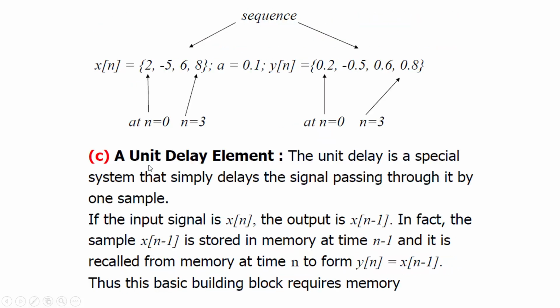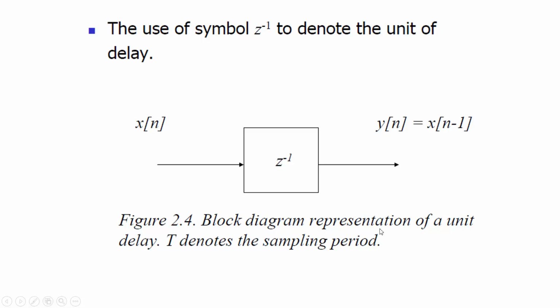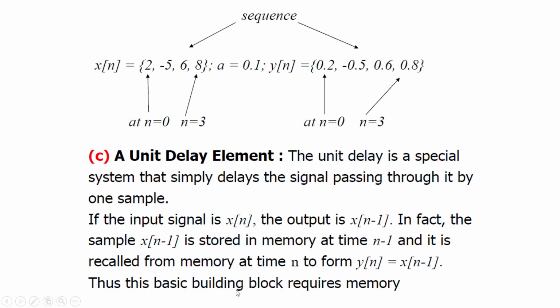The other component is the unit delay element. The unit delay element is a special system that simply delays the signal passing through it by one sample. For example, if xn is passed through the unit delay element, the output will be xn minus 1. And thus it is the basic building block.